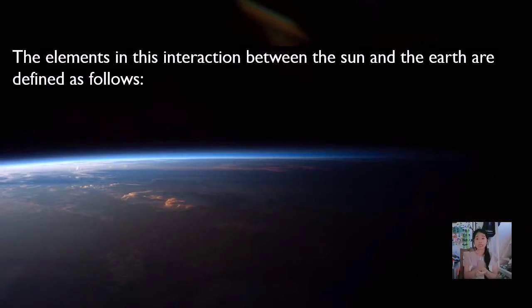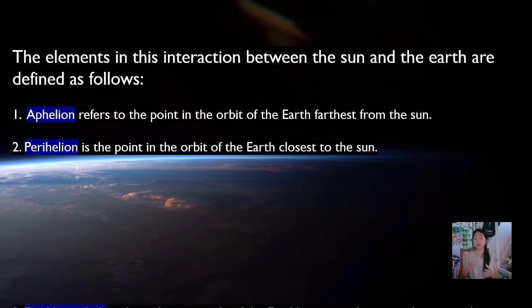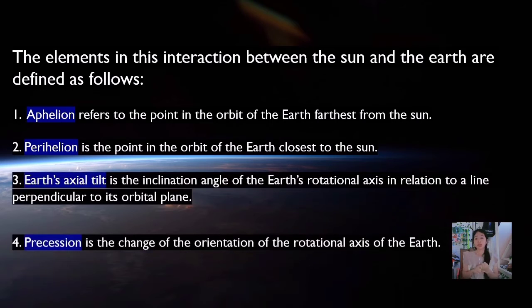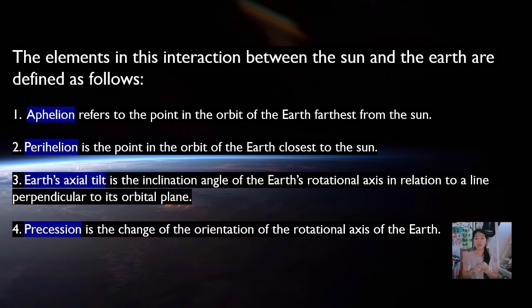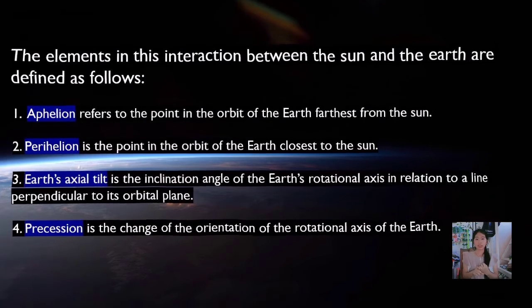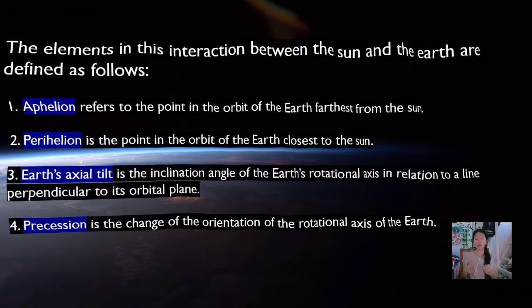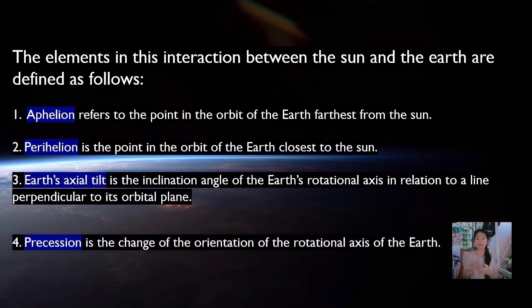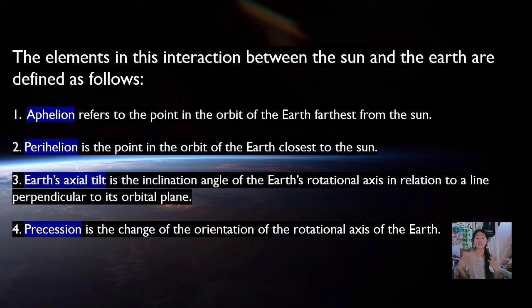In addition, the elements in this interaction between the Sun and the Earth are defined as follows. The first one is aphelion, which refers to the point in the orbit of the Earth farthest from the Sun. The second one is perihelion, the point in the orbit of the Earth closest to the Sun. Earth's axial tilt is the inclination angle of the Earth's rotational axis in relation to a line perpendicular to its orbital plane.